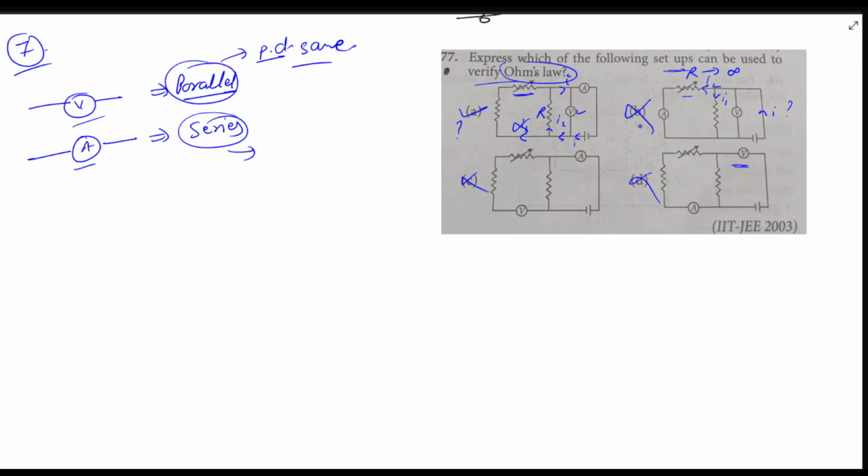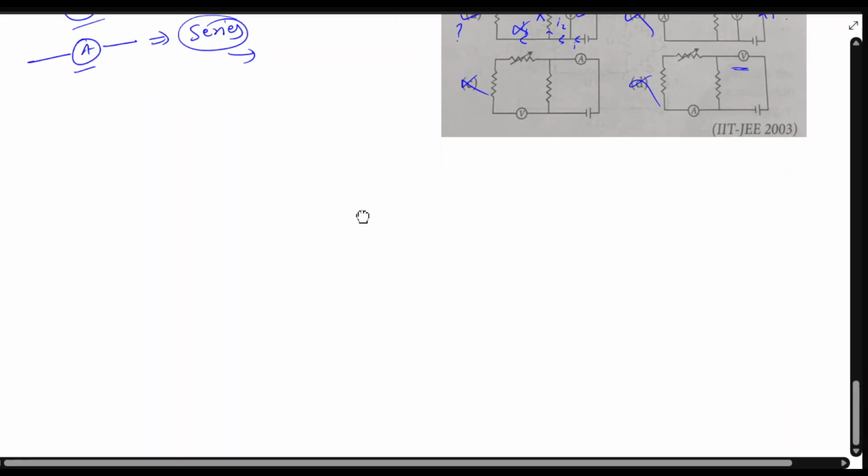If you see, without applying any condition, both A and B show that they are wrong. But as soon as you make this variable resistance infinite, then this circuit will be able to verify Ohm's law, right? But this one will still not be able to verify Ohm's law. So this is quite an interesting question. I'll consider it moderate because the complexity of this question is quite interesting.